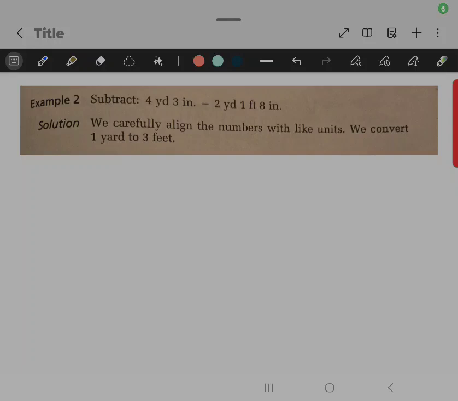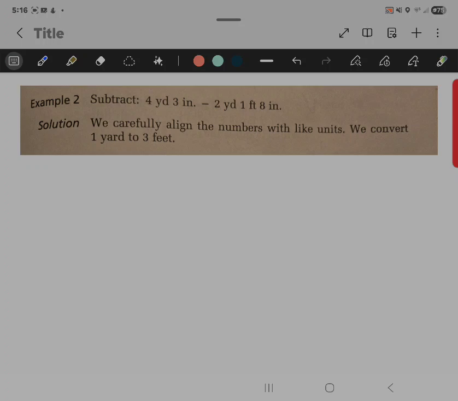And gentlemen, this is example number 2, and you see on the screen that I have a blank canvas where I could work this one out with you. It says subtract 4 yards 3 inches minus 2 yards 1 feet and 8 inches. All right, so this one's a little bit different, and I'm going to set it up a little bit different.